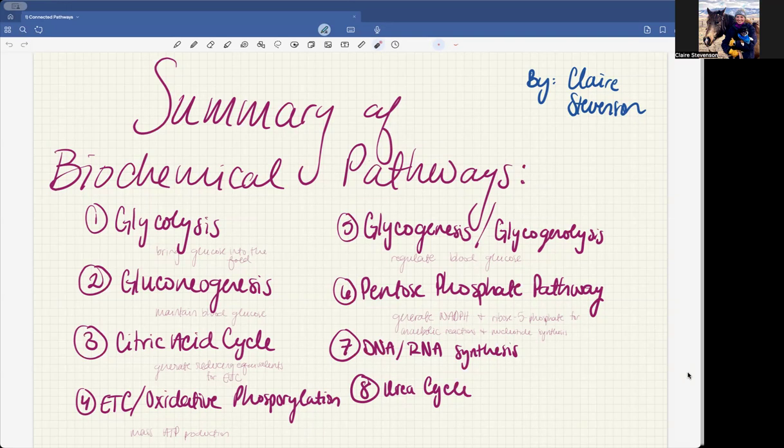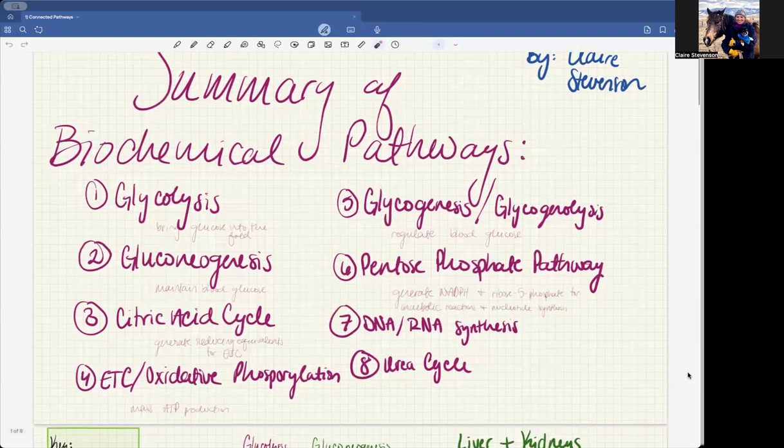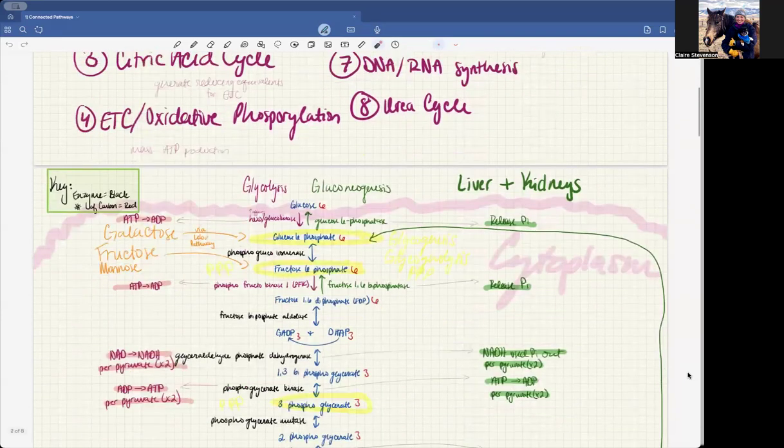And today for the final, I'll be discussing a little bit more about these pathways, just in terms of where different sugars can be shuttled in, as well as where intermediates are used for fatty acid synthesis and where amino acid metabolism can also fit into these pathways. I'll then talk a little bit about DNA and RNA synthesis as well as the urea cycle. So let's get into it.